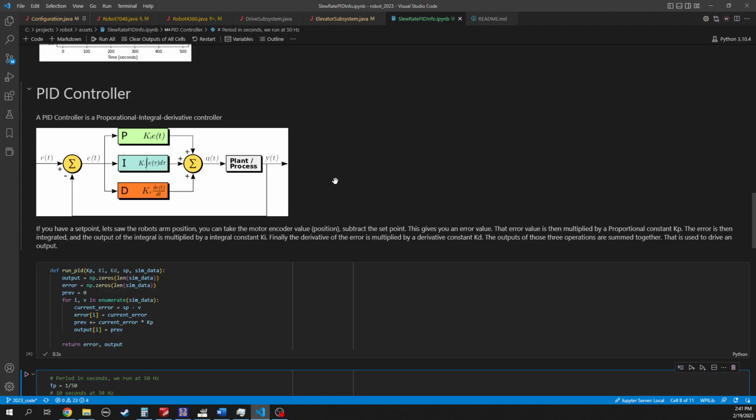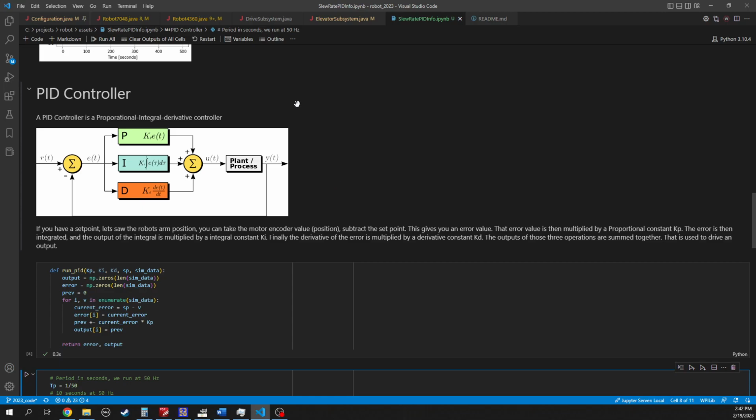So let's say the position of the arm is 0 and we want to move it to a value of 10. What'll happen is we'll take that set point of 10 and the current position of 0, and we'll subtract the two and we'll get this error. So we'll see that the error is a large error of 10, and that's that e(t). Then what we do is we multiply that error by some sort of proportional constant, Kp.